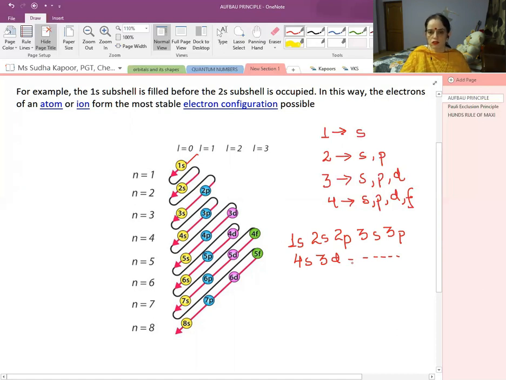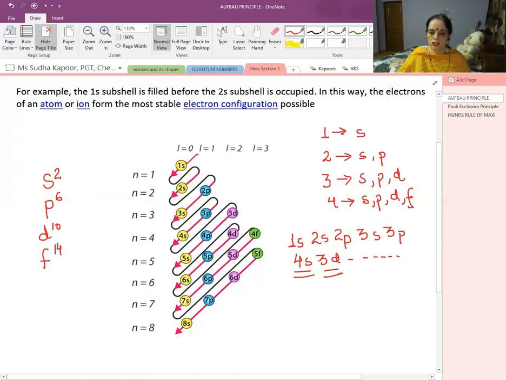While filling the electrons in the various subshells, remember that the maximum capacity of S is 2 electrons, of P is 6 electrons, of D is 10 electrons, and of F is 14 electrons, because in each orbital the maximum number of electrons that can be occupied is 2. And since F has 7 orbitals, the maximum electrons are 14. Now one very important question arises here: why is 4S filled before 3D?